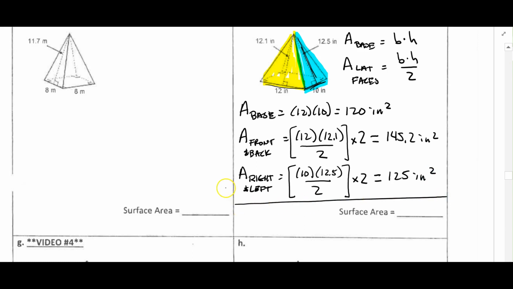So if I add all this up, the total surface area, a lot of times we'll write this just as surface area, is 120 plus 145.2 plus 125, which should give us 390.2 inches squared. All right, so try not to memorize a method for solving every one of these. Treat each one as an individual case. Figure out what surfaces you have to find the area of, and then add them all up at the end.